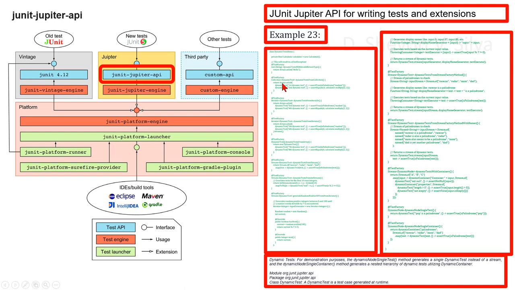The next six methods demonstrate the generation of collection, iterable, iterator, array, and stream of dynamic test instances. Most of these examples do not really exhibit dynamic behavior, but merely demonstrate a supported return type in principle.